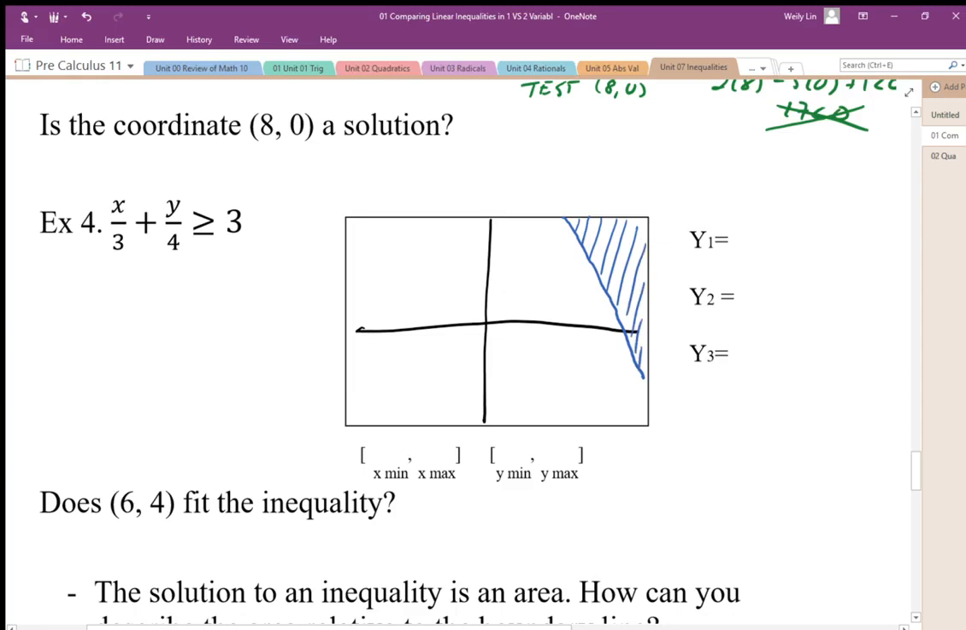So again, I should test this. I'm going to test a point, and again, my test point should be 0, 0. So when I plug that in, I get 0 plus 0 is greater than or equal to 3. That's not true. And we can see that that does not satisfy the inequality on our picture either. Those points there are our solutions.